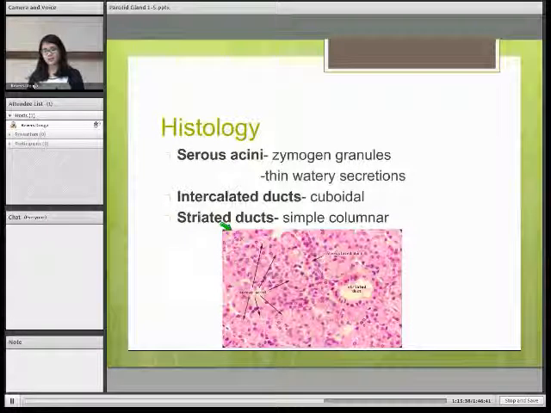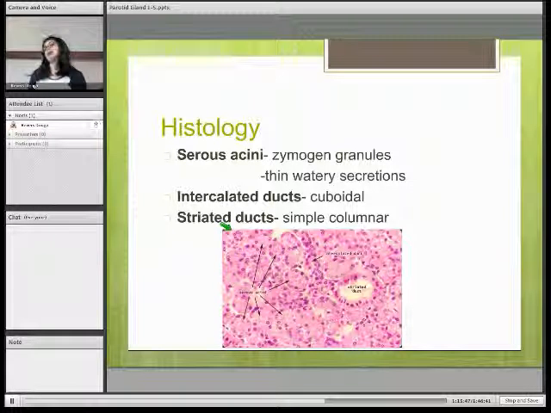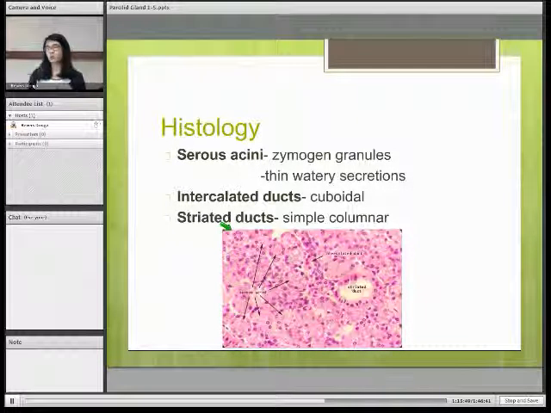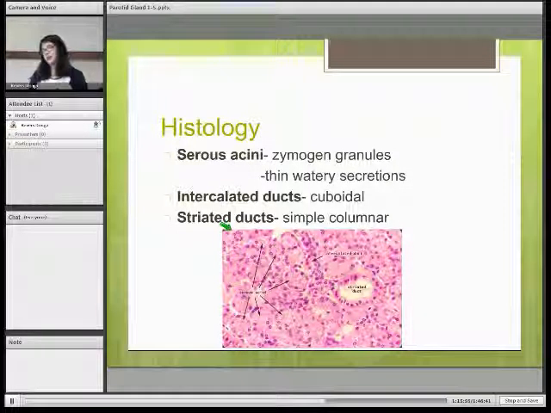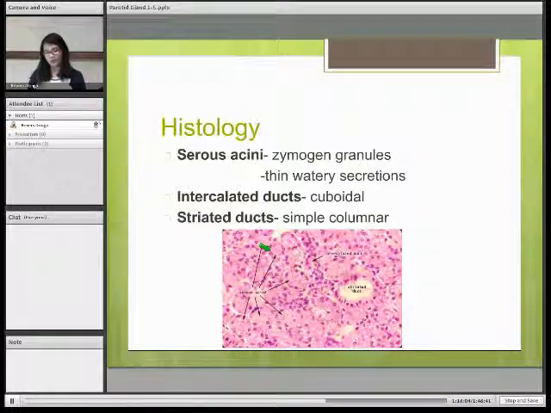So with the histology, as you can see, the parotid gland is made up of acini and ducts. The serous acini contain the zymogen granules, which are responsible for the watery secretions that the parotid gland produces. The serous acini drain into the intercalated ducts, which are different from the striated ducts because they are cuboidal, as you can see, and then the striated ducts are simple columnar.